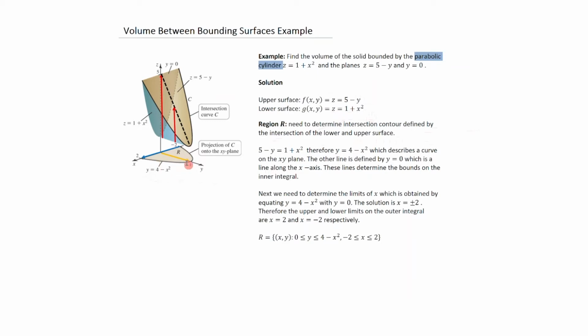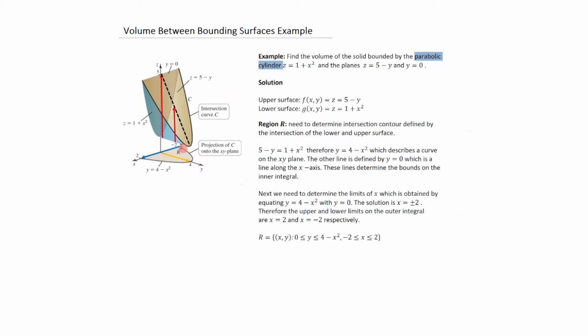Right, so that's one, but a region has to be closed. So the other line is defined by y equals 0, right? But y equals 0, intersecting with the xy plane, basically would be the line that goes from x equals here to x here. And we need to first determine what this value of x is. And we do that by basically equating y equals 0 with the parabola y equals 4 minus x squared. And so this gives you a solution of x equals plus or minus 2.